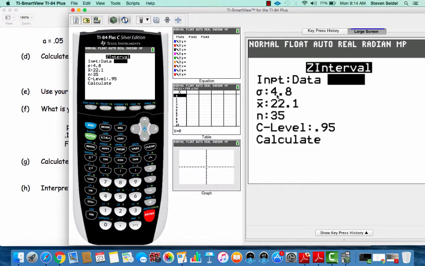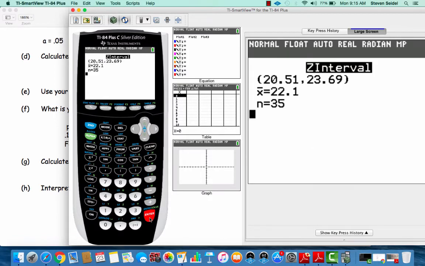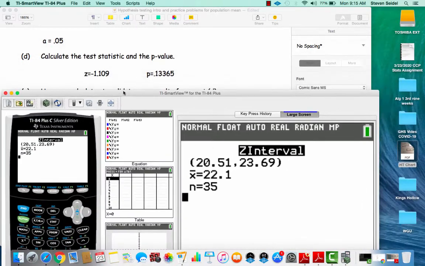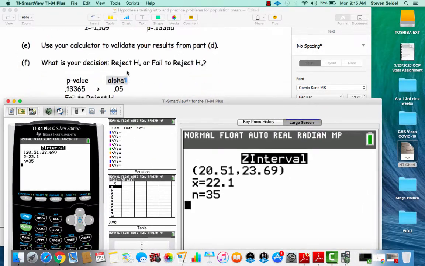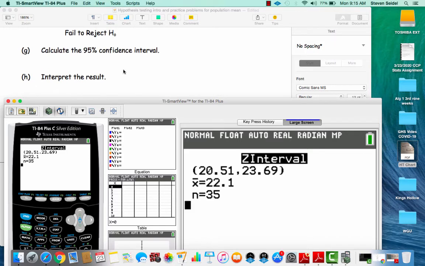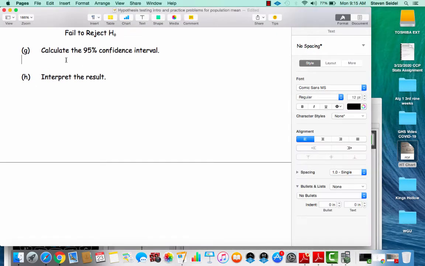See, our stats are already there. We got our population standard deviation, our sample mean from our problem, and our sample size. It has a confidence level for you ready to go. All you gotta do is simply calculate that. So there's our confidence interval. I'm going to write that down. Calculate the confidence interval.